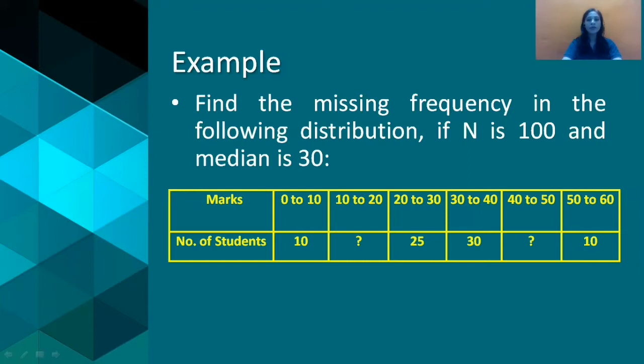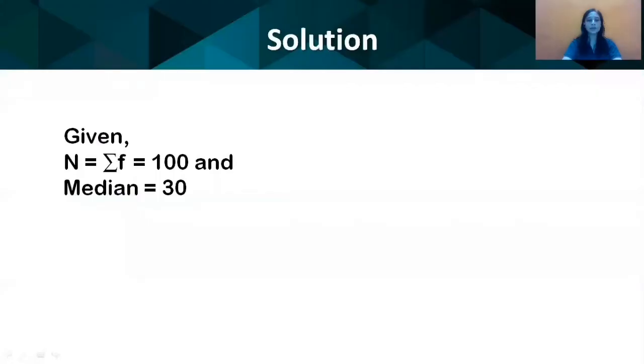So we need to find the number of students for these two classes with the help of additional information, that is n is 100 and median is 30. So let's start with the solution. Here we are given n, that is summation f, is 100 and median is 30.